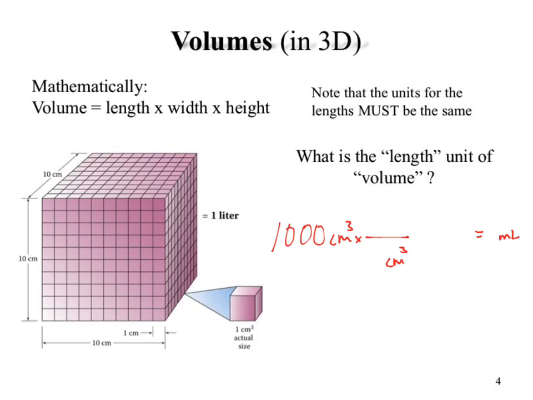Well, this is the definition of a liter. So, 1,000 centimeters cubed is 1 liter. That is the definition of a liter. Are liters the same thing as milliliters? No, so we need another conversion. What is the conversion between milliliters and liters?